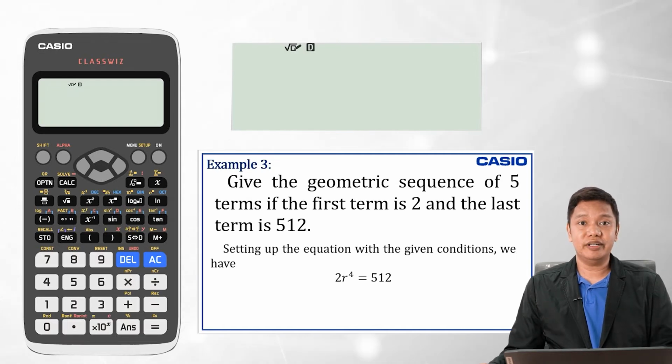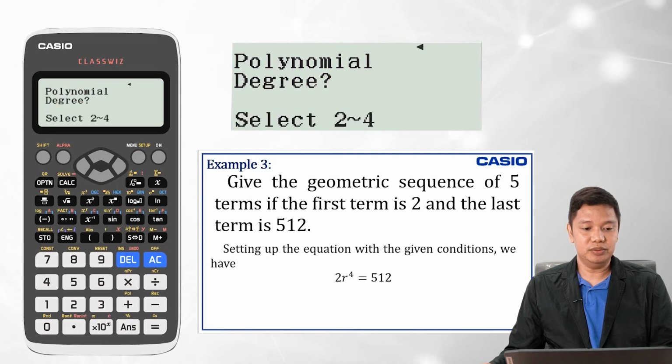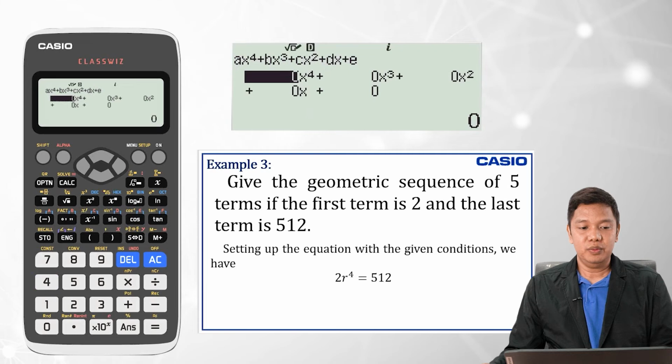To solve for the common ratio r, we need to use the polynomial equation function. To do so, press menu and then negative sign for the polynomial equation, and then press 2. Since the degree of the equation in our example is 4, we need to press 4. We are asked for the numerical coefficients of the equation in general form. Thus, we need to transform first our equation in general form.